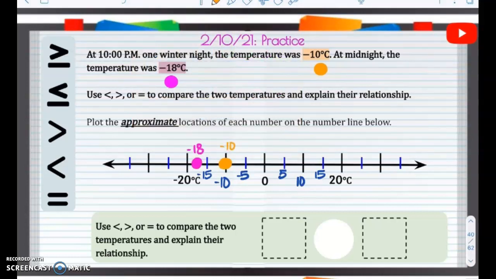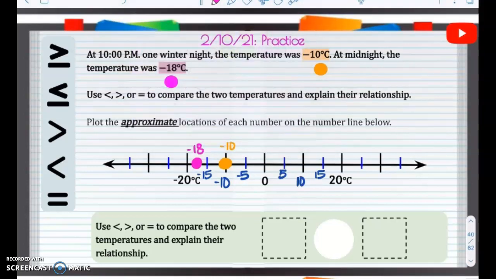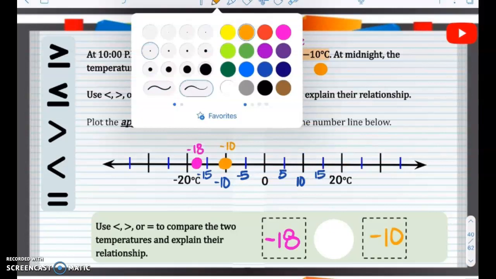So what we need to do is we need to compare them. Now, you can put the numbers in any order you want. I'm just going to put negative 18, and then I'm going to put negative 10, just because I see them like that. And then closest to 0 here, negative 10 is going to be greater than. So as you keep going up, this side is going to be greater than. So the big mouth is going to eat that big number.